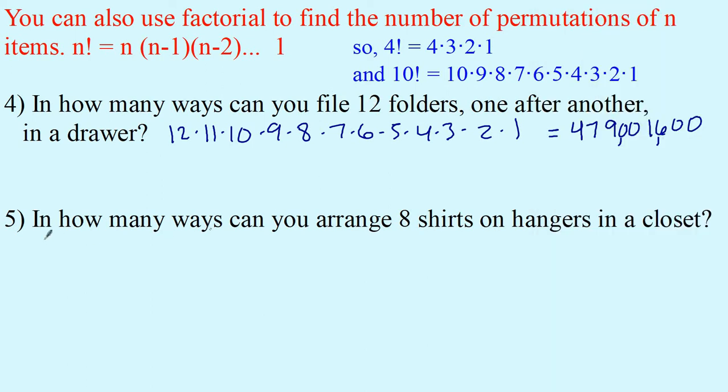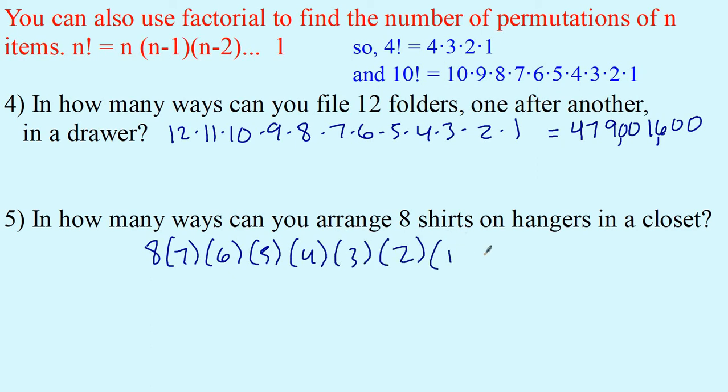Now for the next problem, number 5, arrange 8 shirts on hangers. Well, you pick the first shirt, you have 8 options. The next shirt, you have 7 options. Then 6, 5, 4, 3, 2, 1. You multiply that, you get 40,320. So that's a permutation.